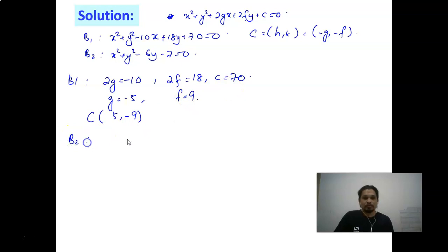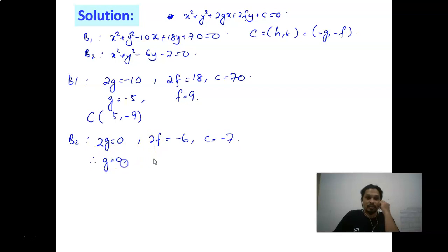Where for B2, there's no x, it's only x squared here. So then 2g equal to 0, 2f equal to negative 6, and c equal to negative 7. So then g equal to 0, f equal to negative 3, c equal to negative 7. So the center of this is 0 and 3 here.